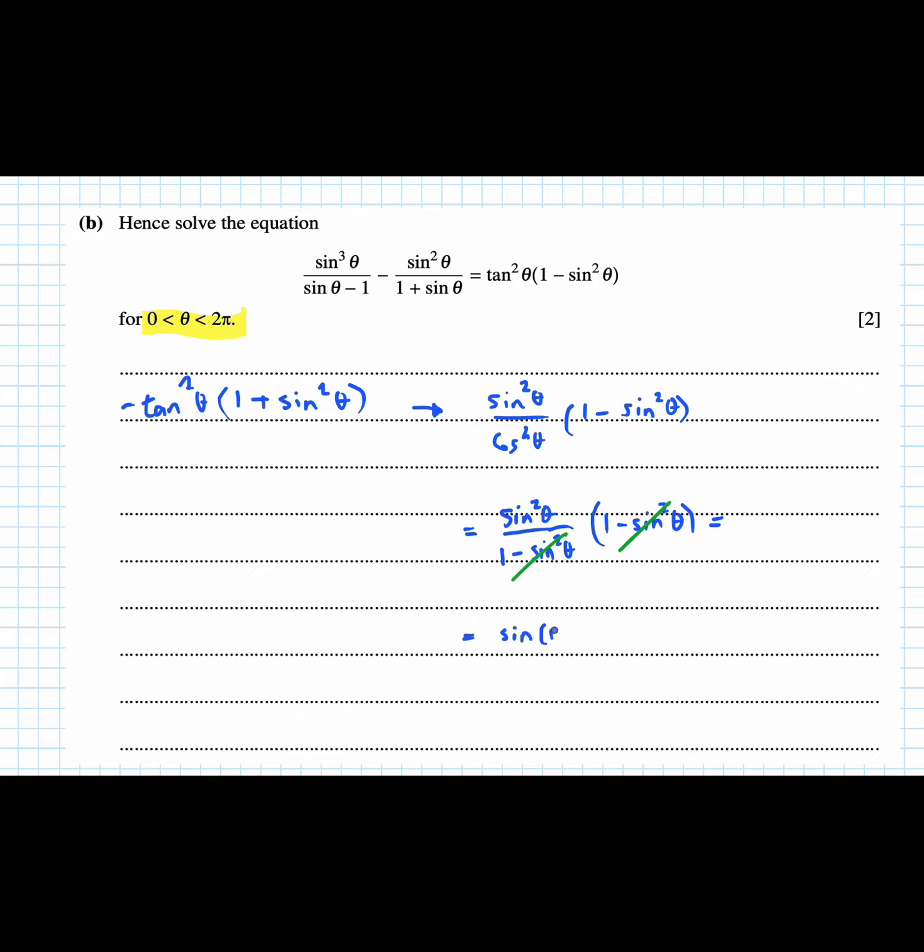So on our graph, you can draw a little graph there. You're going to have one value or more. And we're using radians, and it's between 0 and 2 pi, so a full periodic pattern. So it's 0, but it's also going to be halfway, so pi. So our two answers are 0 and pi.